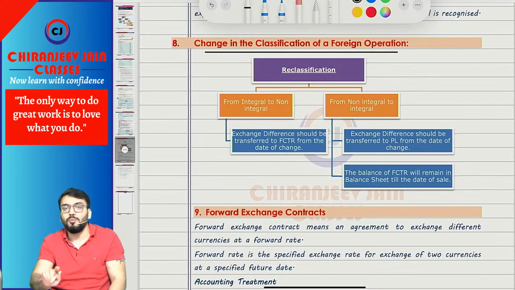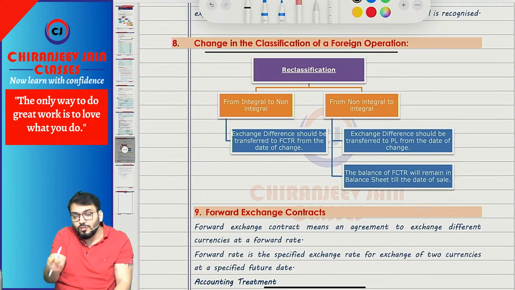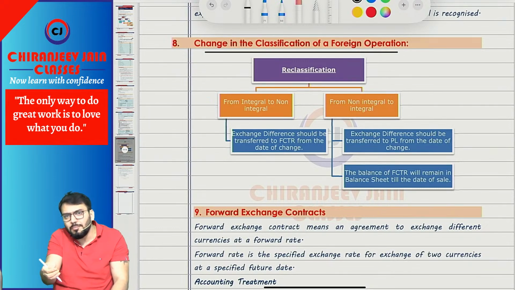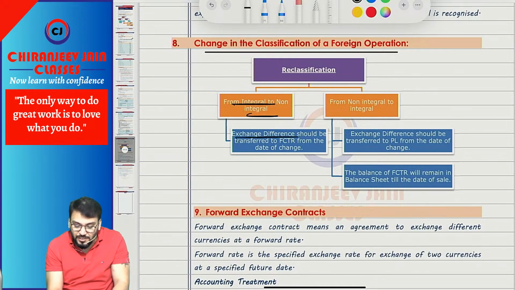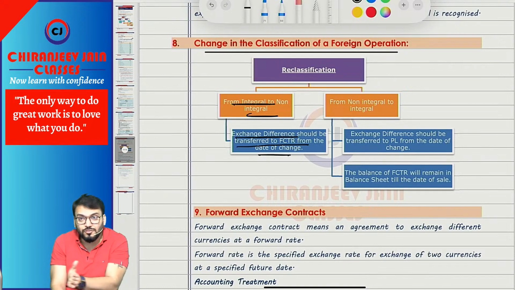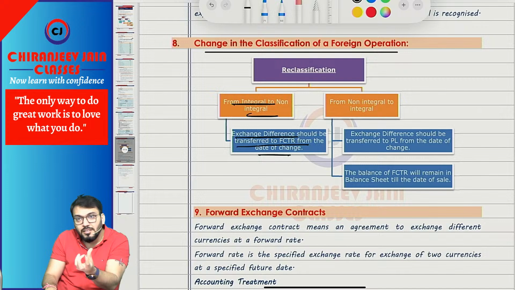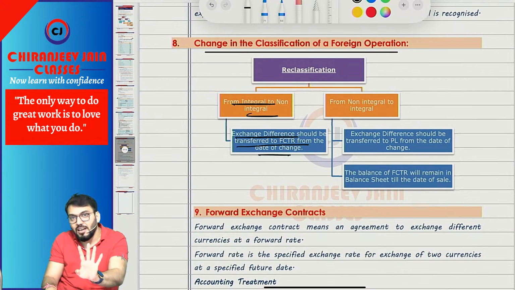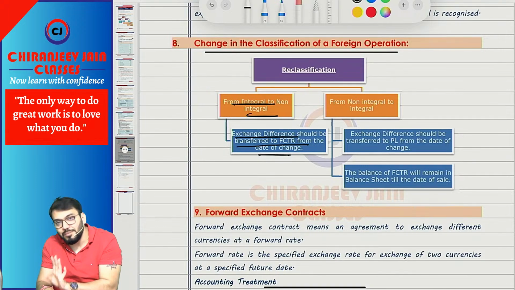Then, changes in the classification of foreign operations. Sometimes what happens is that IFO may become NIFO or NIFO may become IFO. If IFO becomes NIFO, then from the date of classification we'll apply NIFO rules. So the exchange difference should be transferred to FCTR from the date of change. But if NIFO becomes IFO, there will be some balance of FCTR that will remain in that balance only. Understood? Correct. And from the date of change, the entire exchange difference will be transferred to PL.